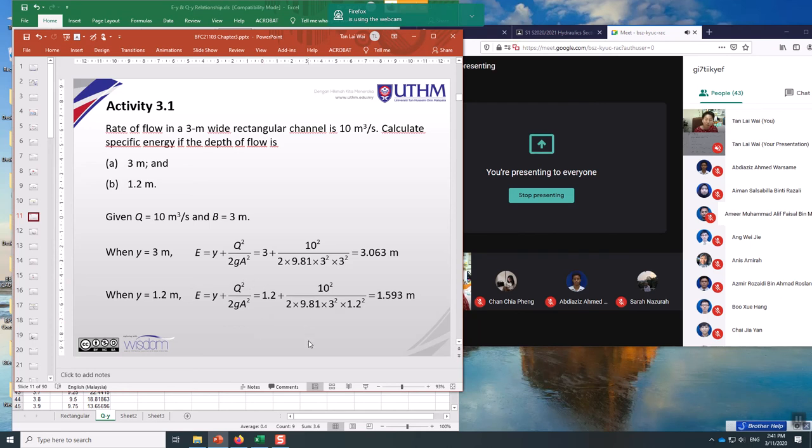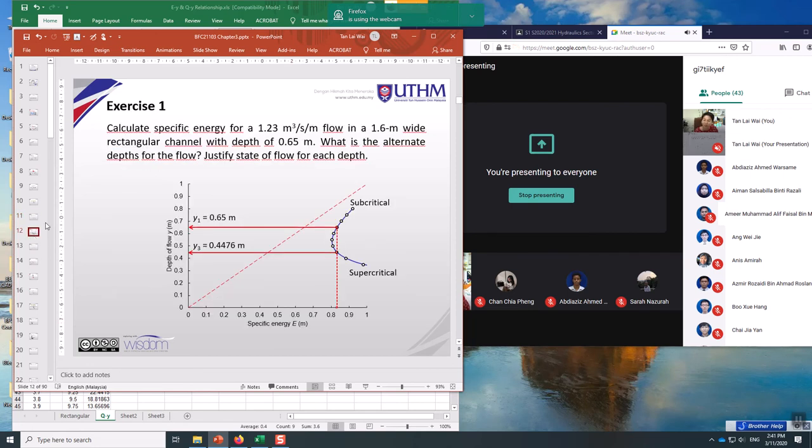So when you try many times, writing the same thing, doing exercises over and over again, you become so used to it that you know when a certain equation is wrong. That's the trick to get the score. Now, exercise 1 is about the same thing.